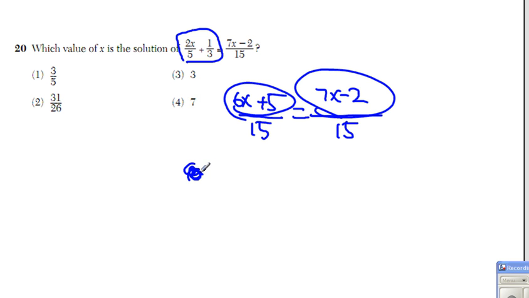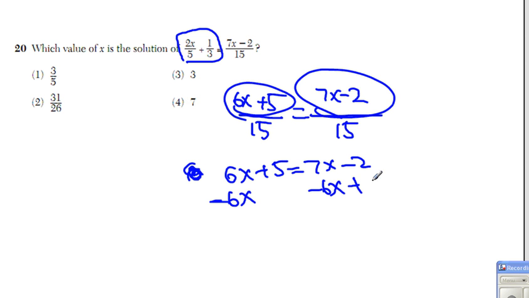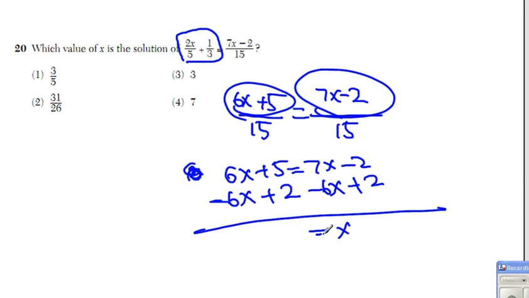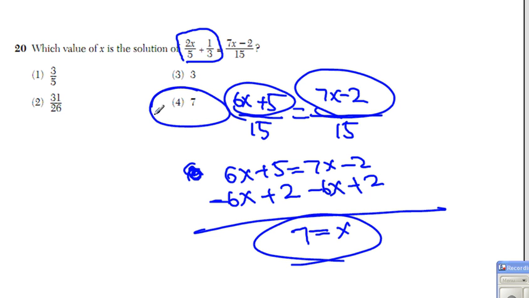So we have 6x plus 5, which is equal to 7x minus 2. We can subtract 6x and add 2, and we'll end up getting x equals 7. Right over here.